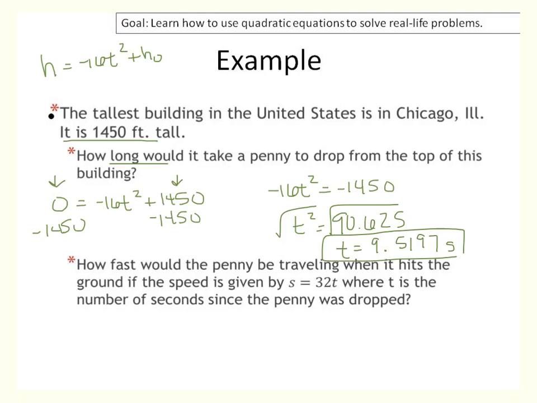Now, the next question is how fast is the penny going to be traveling when it hits the ground, and it gives us an equation, and so all we have to do is put in our time. So I'm going to leave that in my calculator and just multiply by 32. And the speed is going to be 304.63, and this is going to be in feet per second.